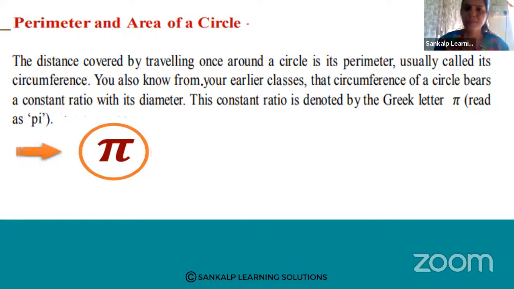Okay. So perimeter is 2 pi r and area is pi r square. The distance covered by traveling once around a circle is its perimeter, usually called its circumference. So now ಇದನ್ನ ಏನಂತ ಕರಿತೀವಿ? Perimeter ಅನ್ನ circumference ಅಂತ ಕರಿತೀವಿ. So what do you mean by circumference? The distance covered by traveling once around a circle.